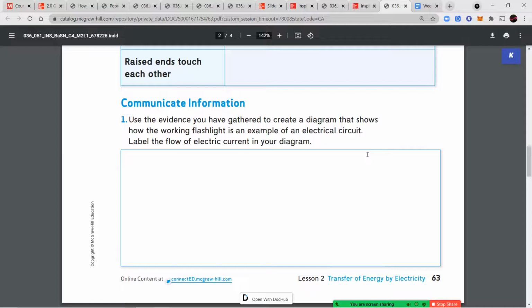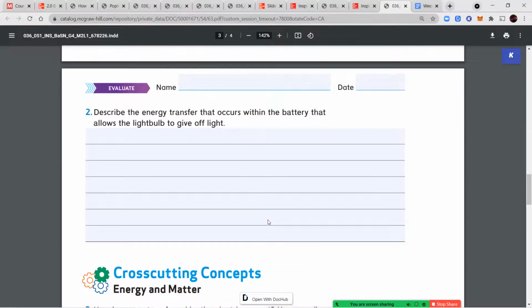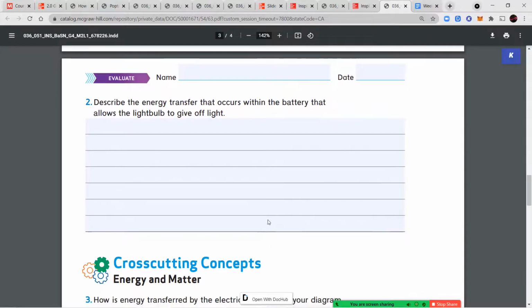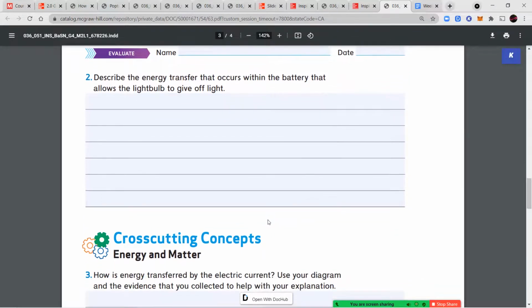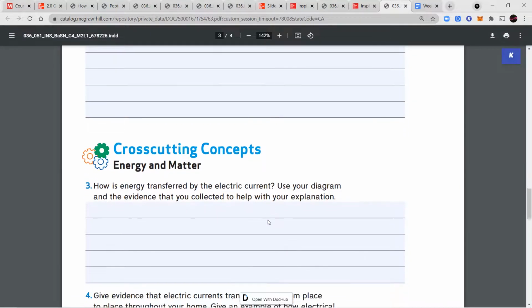Use the evidence that you gathered to create a diagram that shows how the working flashlight is an example of an electrical circuit. Label the flow of the electric current in your diagram. Next, describe the energy transfer that occurs within the battery that allows the light bulb to give off light. How is energy transferred by electric current?